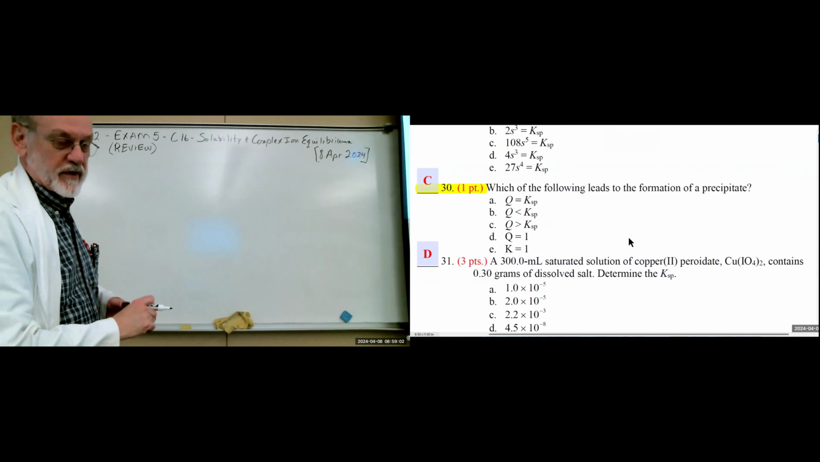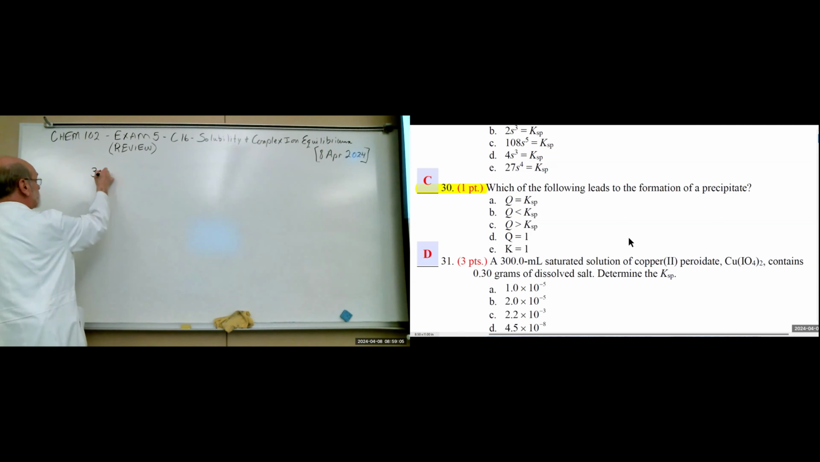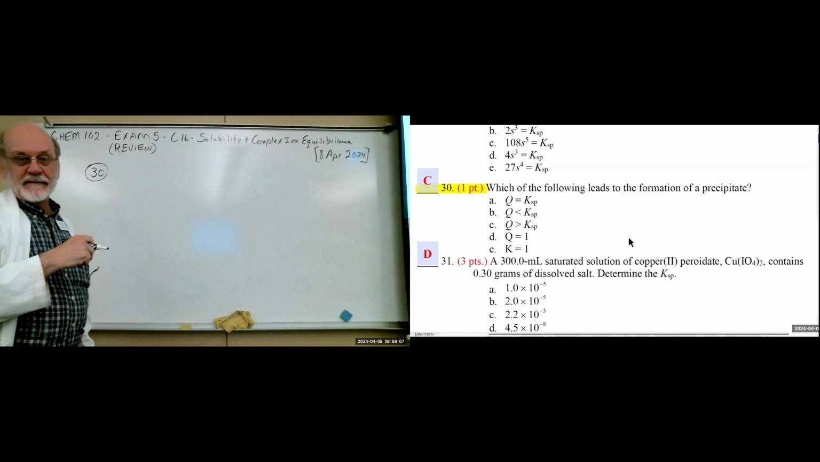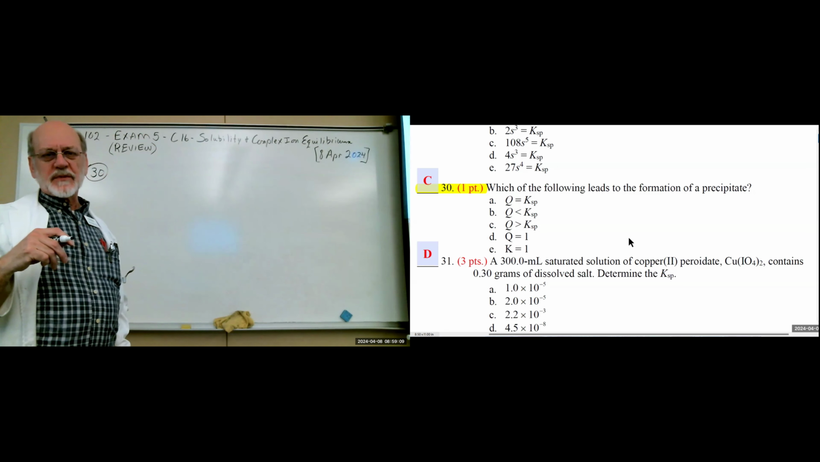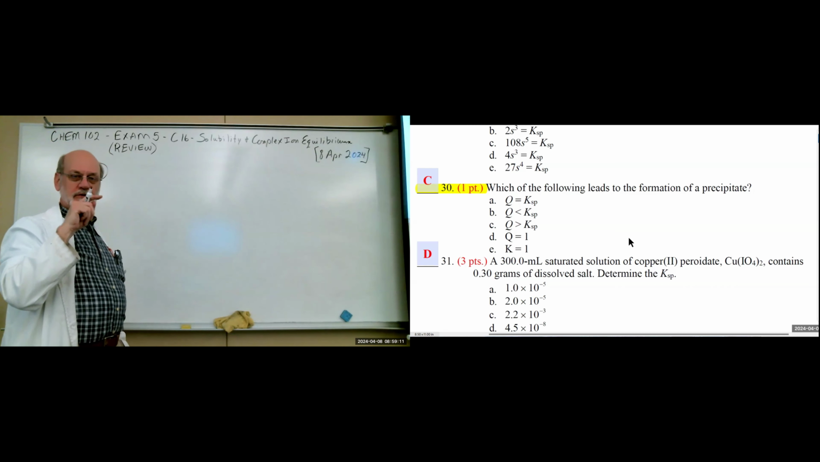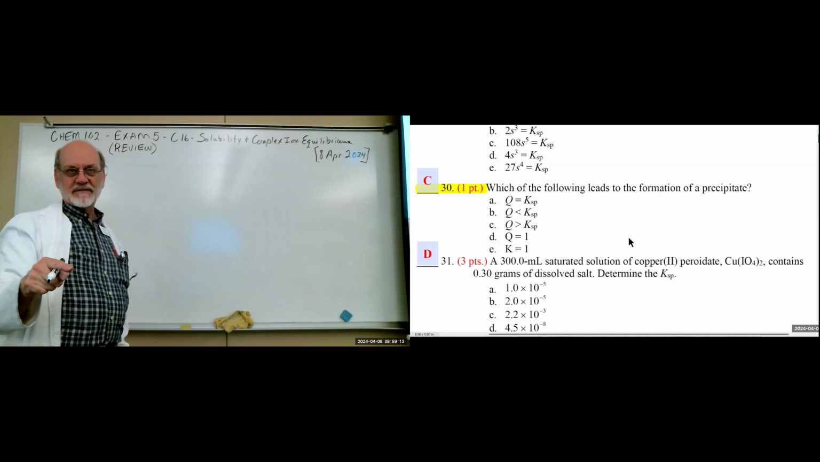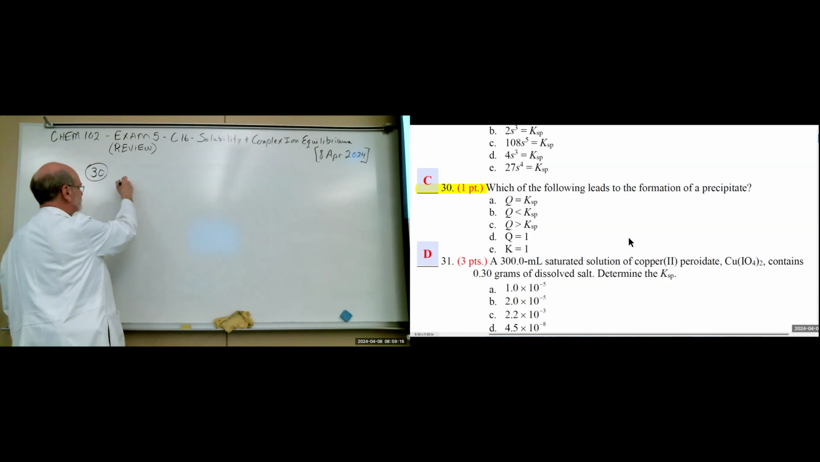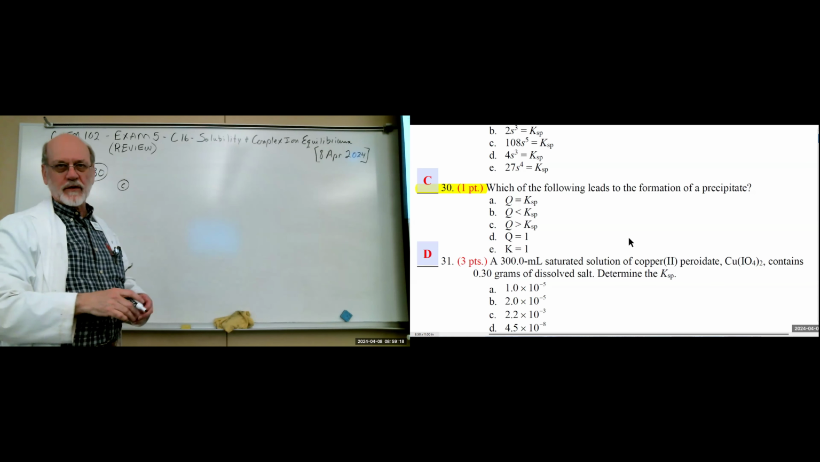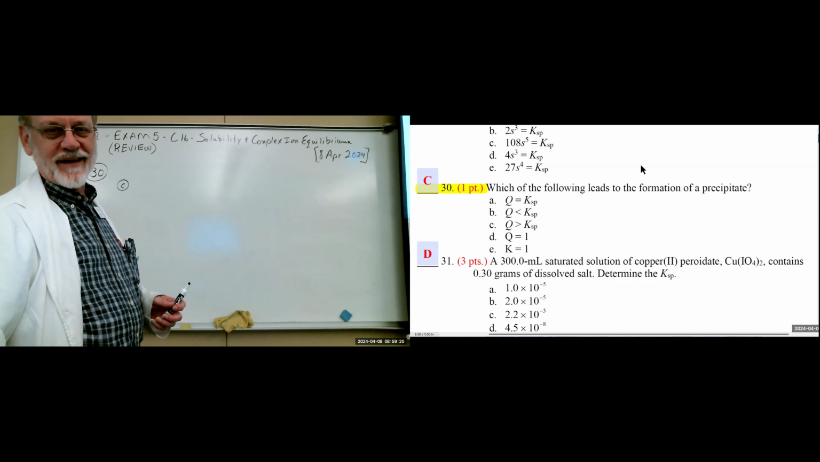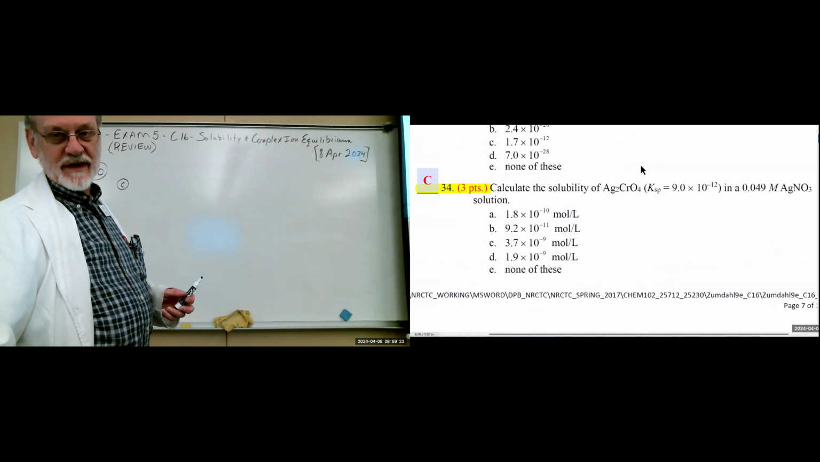Let's look at number 30. This is definition. Which of the following leads to the formation of precipitate when Q is greater than KSP? That's C. Probably should have done that one first. We've been using that rule several times.